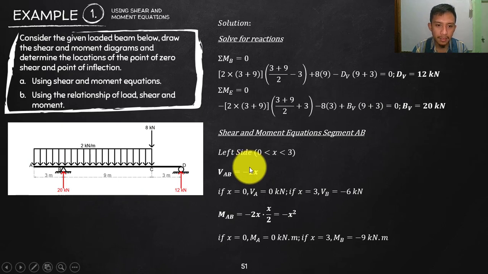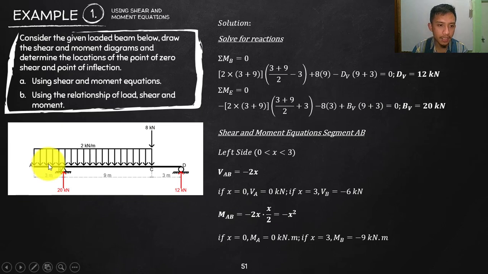And then later on we will be solving the equivalent of shear at A and B. Okay, substitute the distances. At X equals 0, that is 0. At X equals 3, that will be negative 6. Okay, so this is our shear at A and B.